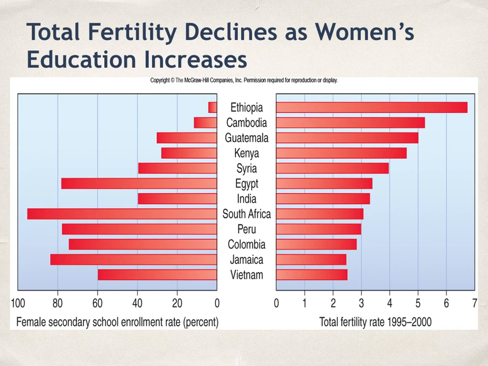As we can see in this figure, total fertility also declines as women's education increases. Knowing that this relationship exists, and what you have learned so far in this chapter, what would you recommend to the government of Ethiopia if they asked you to recommend some ideas to reduce their country's fertility rate?